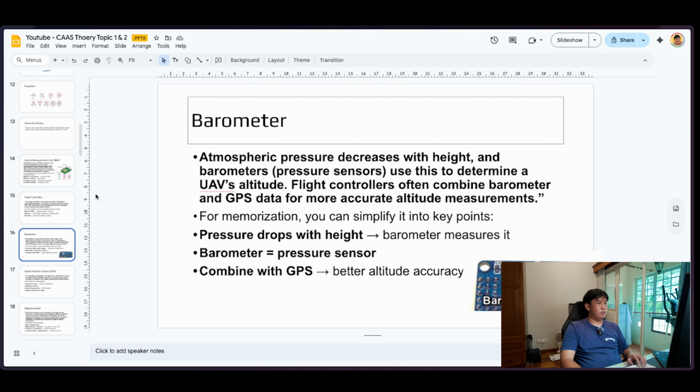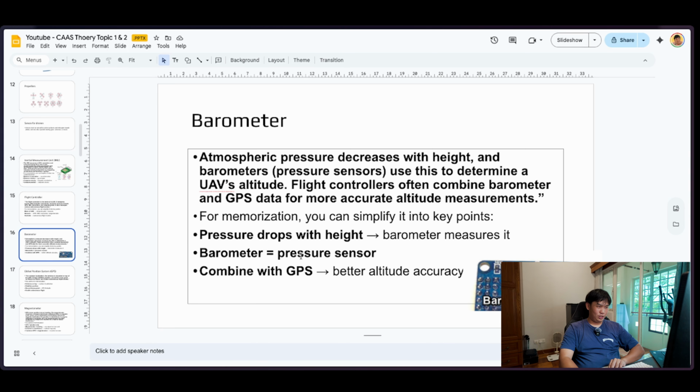Barometer, as we talked about, is to measure the decrease or increase of pressure with height, meaning that it can sense the pressure when it drops in height. The barometer is a pressure sensor, and it's combined with GPS to calculate a better altitude accuracy.